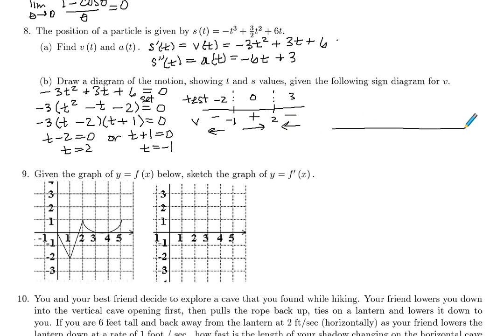So now we can diagram the motion here. So we're going to have some turning points here at t equals negative 1 and t equals 2. Generally, we know it goes left, right, left. So it's going to come to the left, and then it's going to turn around and go back to the right, and then it's going to turn and go back to the left.